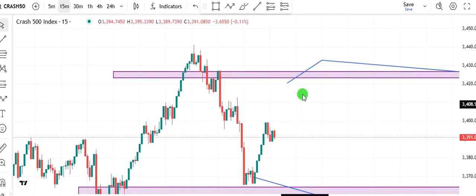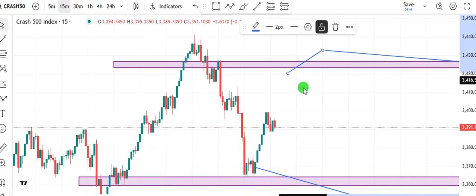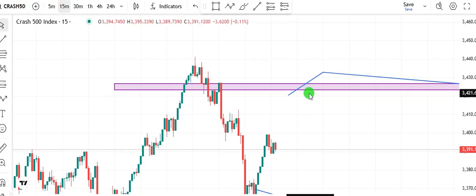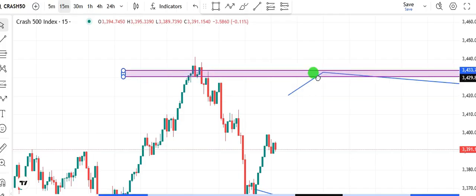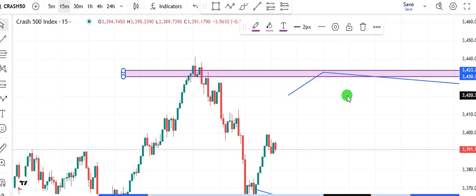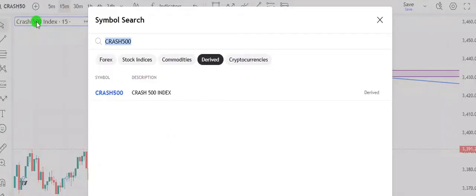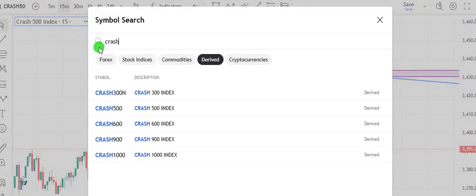But if you're waiting for a good entry, it's better to just wait for the market to actually get above this level. If you get above this previous high, then you can think of going long on that. But for the scalping, we can just see the candlestick closing above this. You can just enter with a stop loss, and of course, you can take a quick entry on that. So that's going to be that for Crash 500. So let's go to the next one, which is going to be Crash 1000.